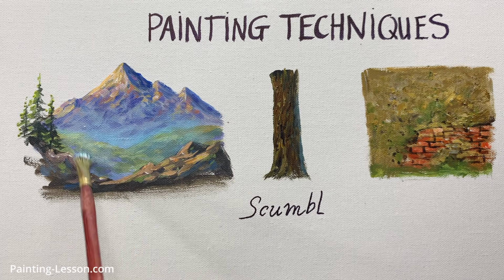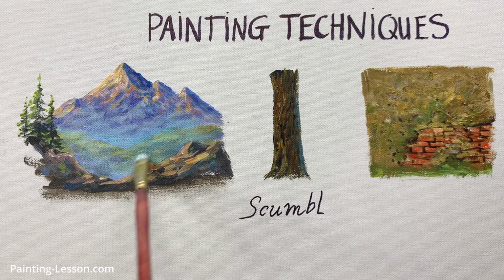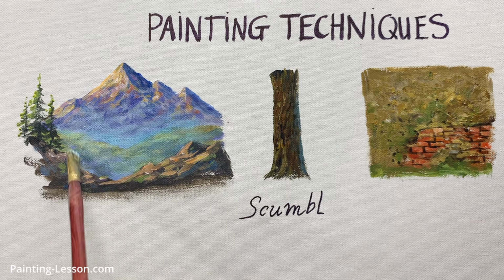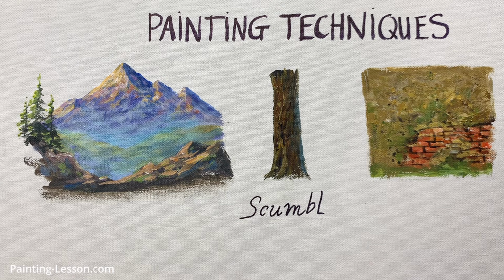As you can see on the screen, I'm using a dry filbert brush to apply the scumbling technique to the canvas surface. This creates a layer of soft mist for the distant mountain, making it appear farther away compared to the scenes in the foreground.